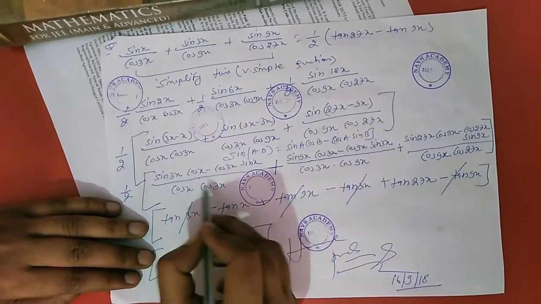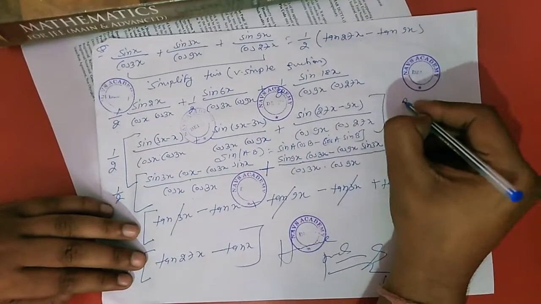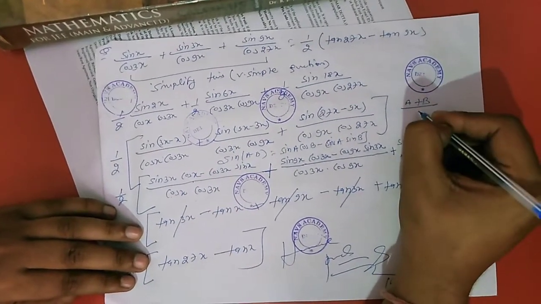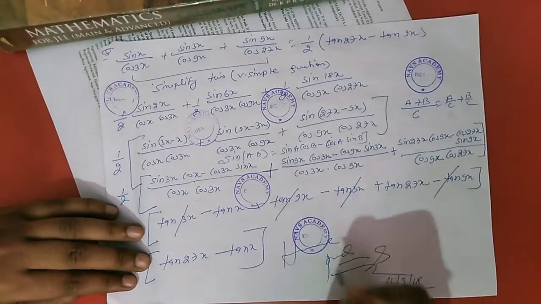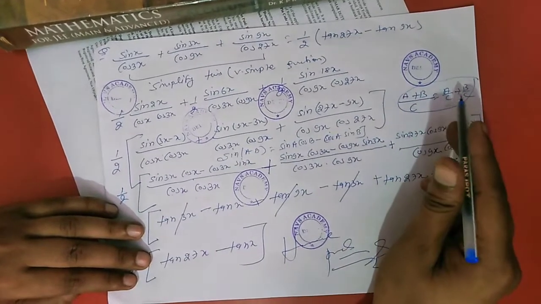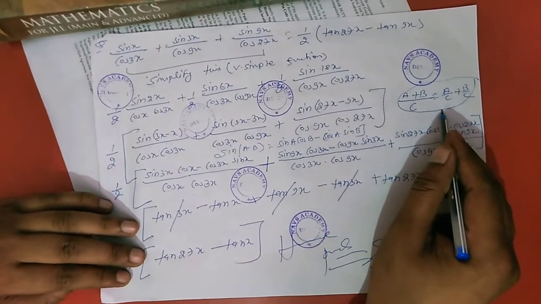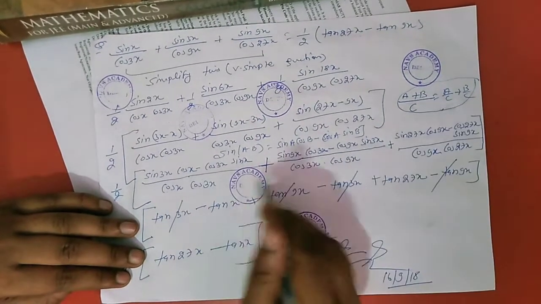Here cos x by cos 3x, this can be divided by this. Suppose the thing is a plus b by c, we can write it as a by c plus b by c. This is a very, very important concept. I think this concept is from sixth class. Here it is being used in this expression.